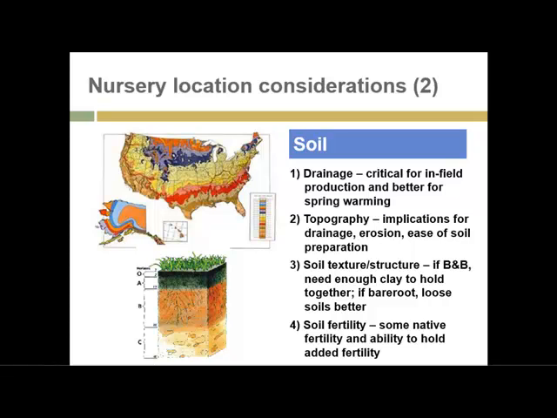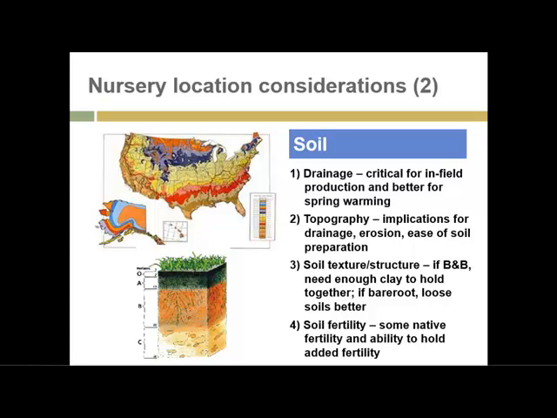The topography, the slope, and the aspect, the way the slope is facing, also have implications for drainage, erosion, ease of soil preparation, and the amount of sunlight received. The soil texture and structure. If you are using B&B, then you need enough clay to hold the root ball together. A B&B that falls apart is not going to succeed.